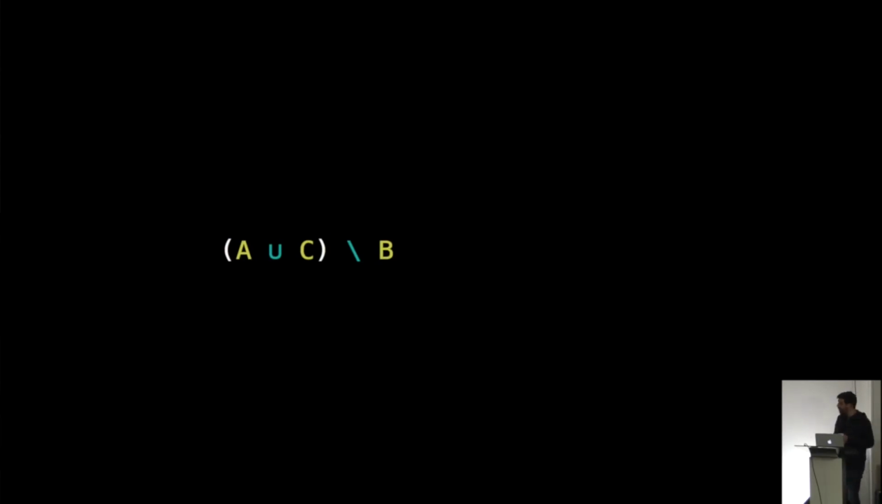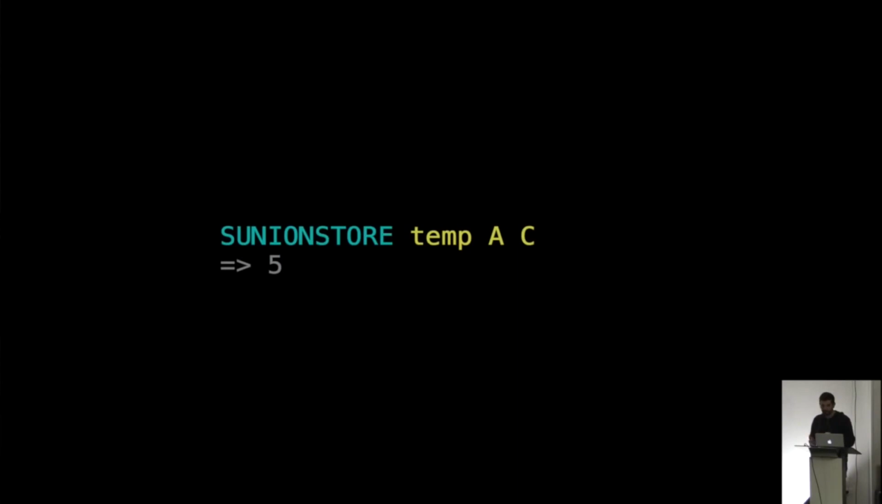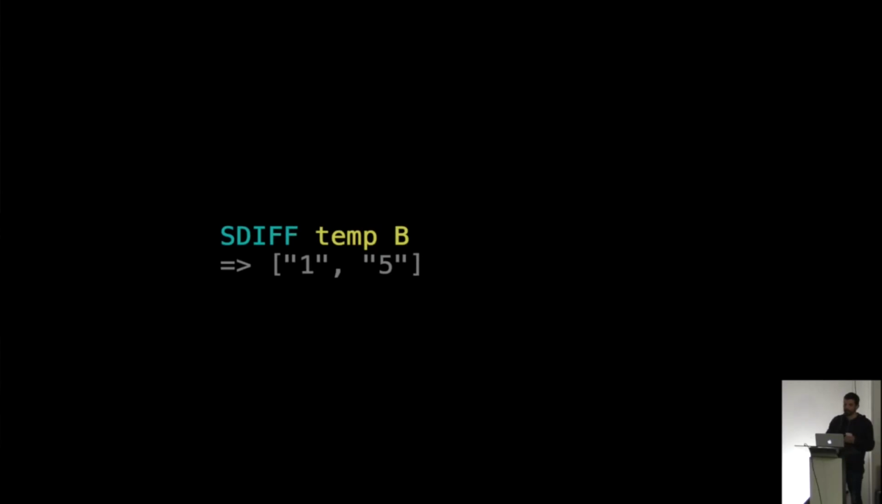And when it comes to this more complex operation, we have to do several steps. For example, we have to first calculate the union of A and C, and we have to store it in a temporary key. And then we can do the difference between that set and B. And finally, we probably want to delete that temporary key. So we can do this very easily, but it can get more complex. We can have more complex operation, and doing this procedurally is not very practical.